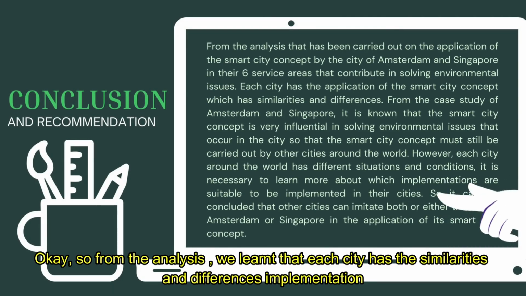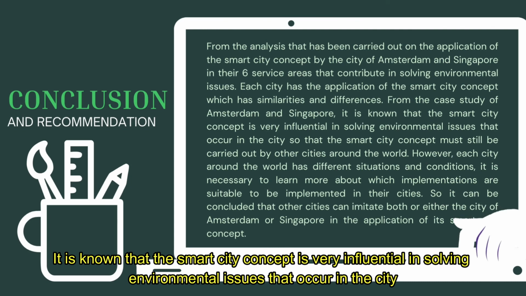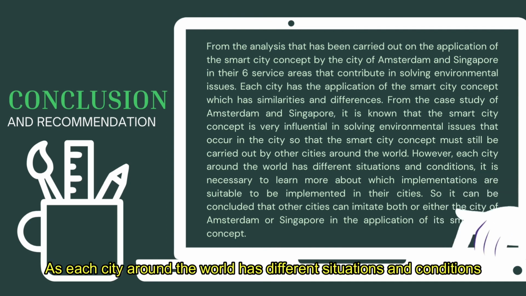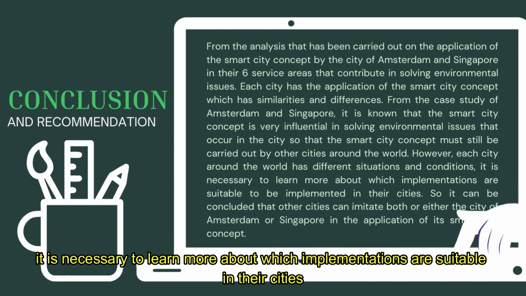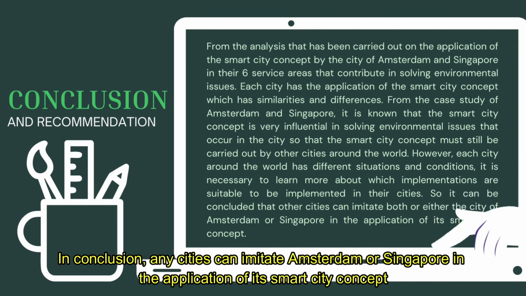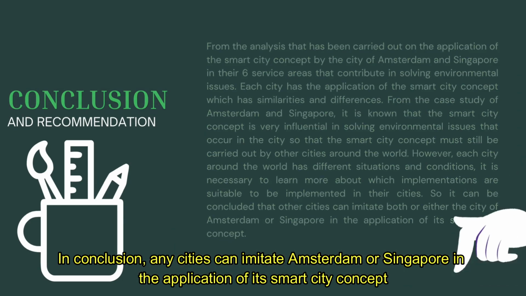Okay, so from the analysis, we learned that each city has similarities and differences in implementation. It is known that the smart city concept is very influential in solving environmental issues that occur in the city. As each city around the world has different situations and conditions, it is necessary to learn more about which implementations are suitable for their cities. In conclusion, any city can imitate Amsterdam or Singapore in the application of its smart city concept.